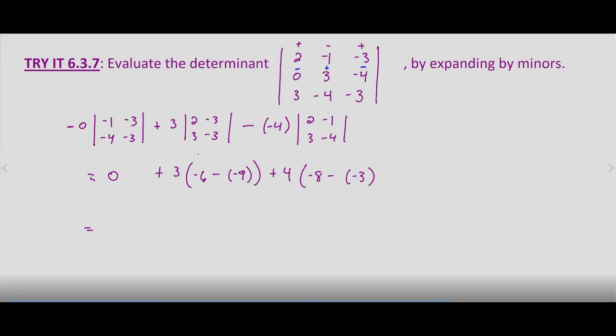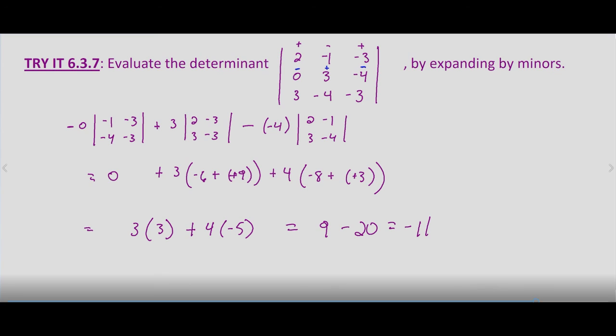So again, we just have the 0 out front there, so this is going to end up being 3 times negative 6 minus negative 9, minus a negative becomes plus a positive, so negative 6 plus 9 is 3, plus 4 times negative 8 minus negative 3, that's plus positive 3. So negative 8 plus 3 is negative 5. And that's going to equal 9 minus 20, which equals negative 11.